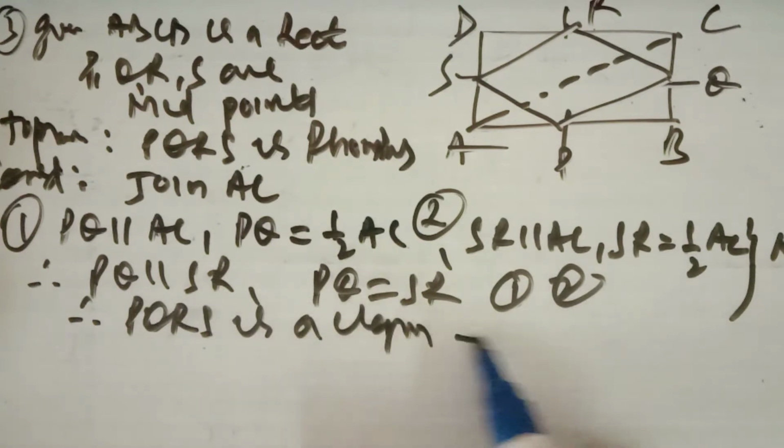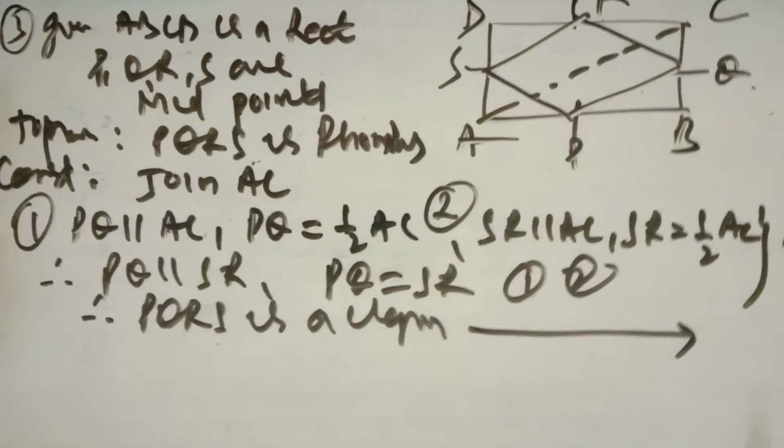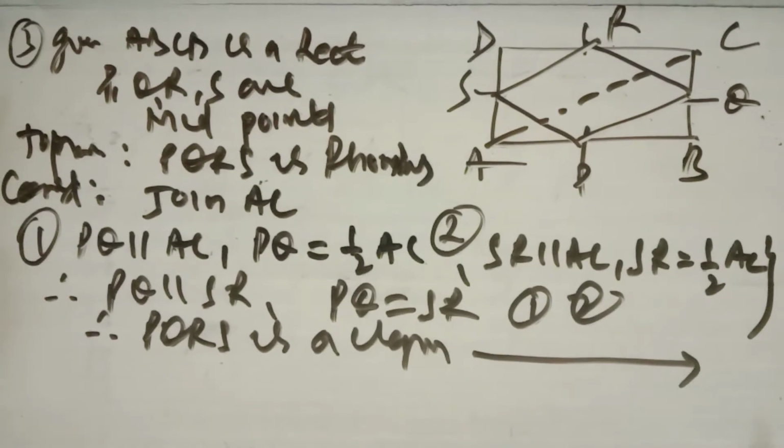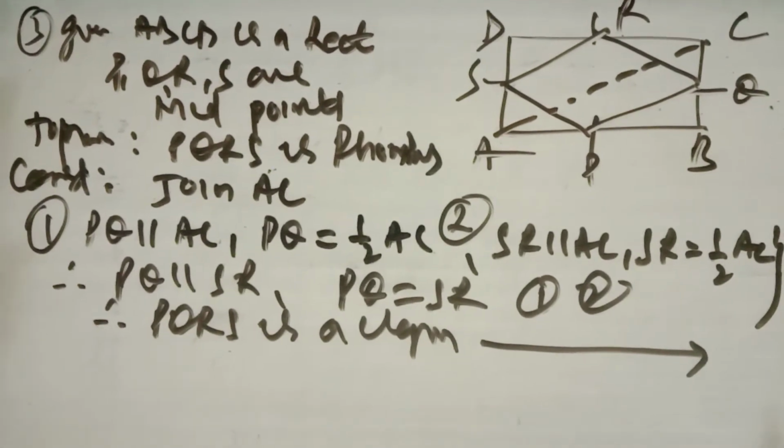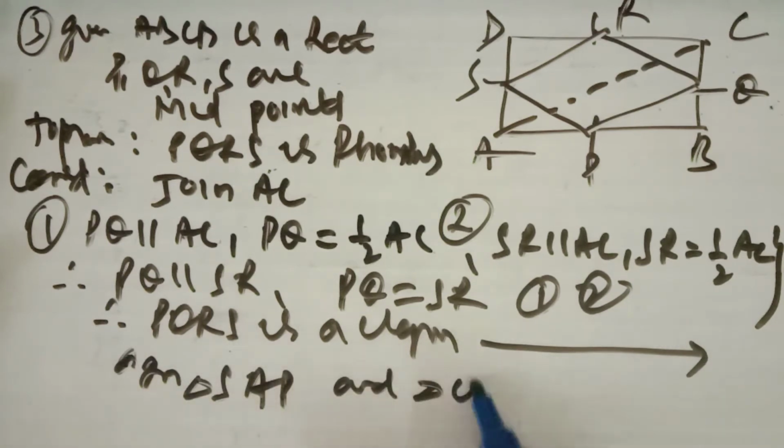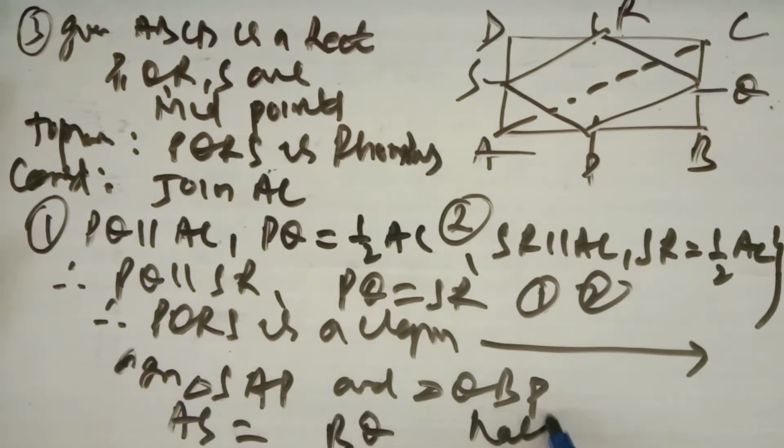Reason: you all know that a quadrilateral is a parallelogram if one pair of opposite sides is equal and parallel. Now because we have to prove that PQRS is a rhombus, I will prove that its consecutive sides are equal. So I will prove that triangle SAP and triangle QBP are congruent. AS is equal to BQ, half of equal sides. Angle A is equal to angle B, both 90 degrees.